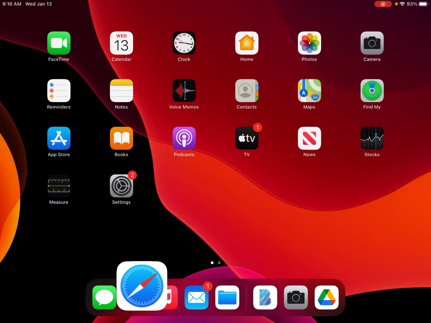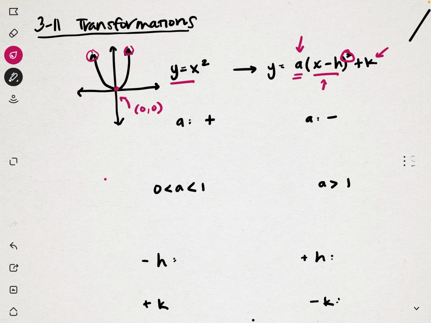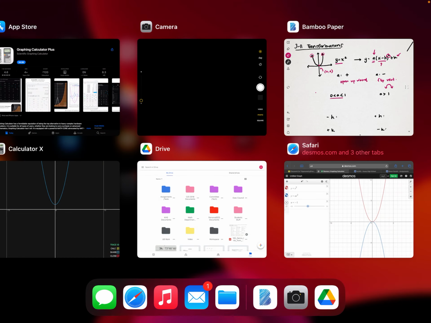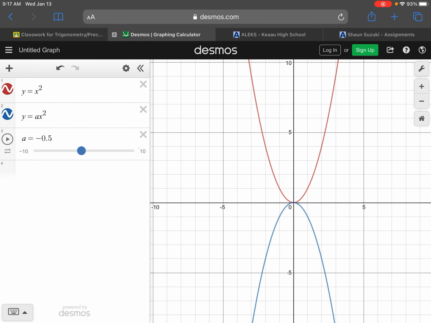We'll go back over here. If a is negative, then it flips vertically. That's not how you spell flip. Flip vertically. So it takes our parabola and turns it upside down. If a is positive, then it opens upwards. Now let's see what happens if a is between 0 and 1. That means it's a decimal or fraction, but still positive. Let's say we do 0.4.